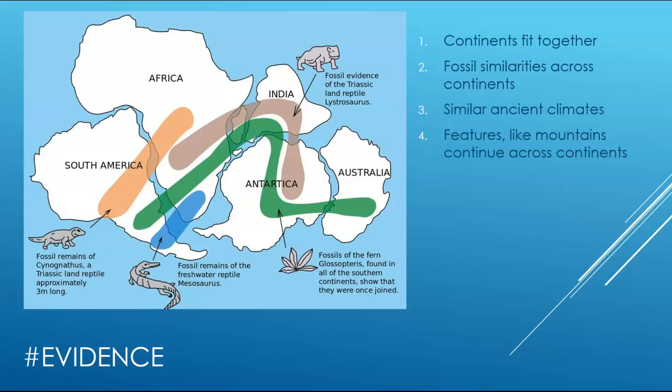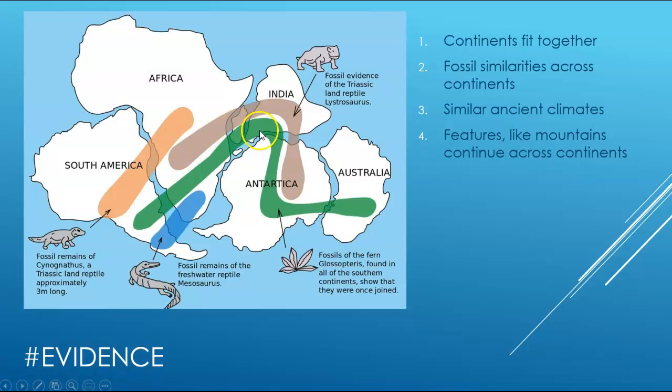But because in ancient times, when we look at ancient rocks, we see that the climates that were preserved in those rocks are similar, then that tells us that, yeah, maybe these continents were close together because they had similar climate patterns. The last piece of evidence was that features like mountains continue across continents.